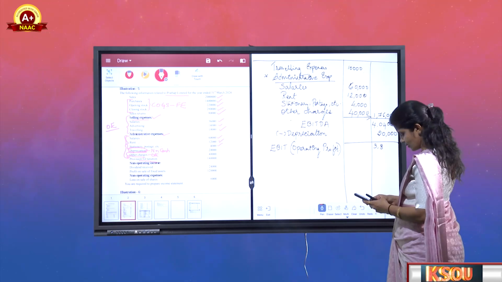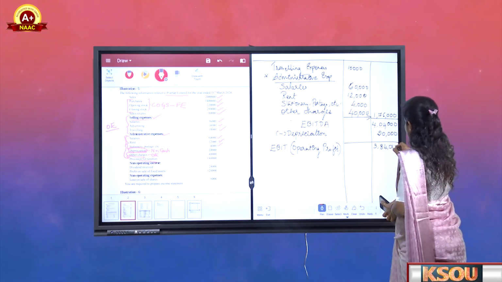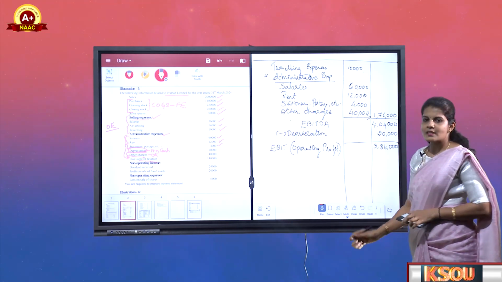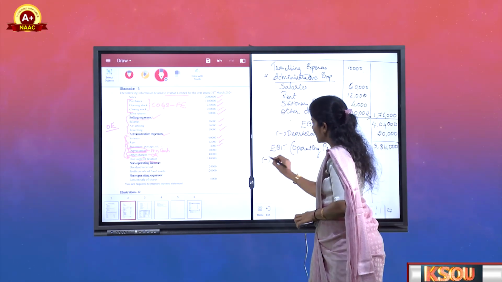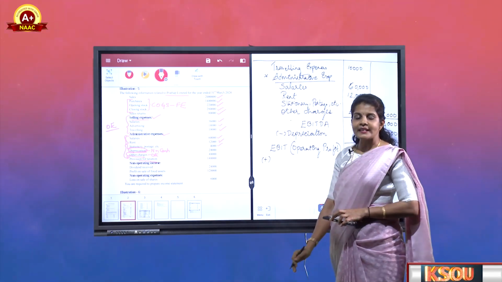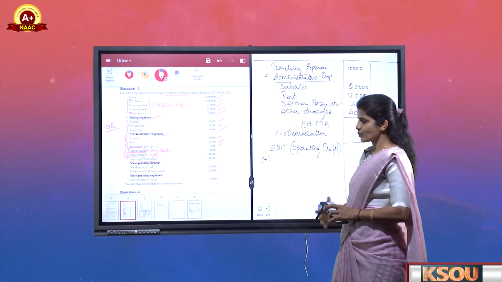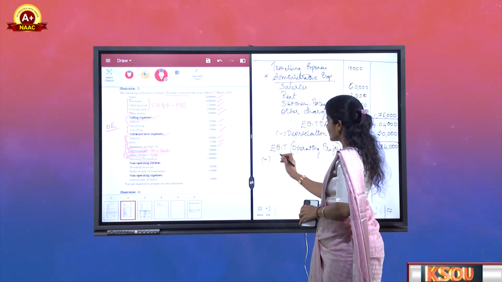4,04,000 minus 20,000 is 3,84,000. This is operating profit. Let us deduct this. Let us add non-operating incomes and deduct non-operating expenses. The balance we get is called EBIT. The balance will be EBT then.